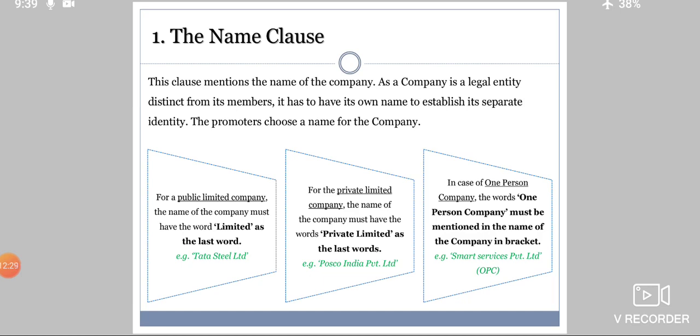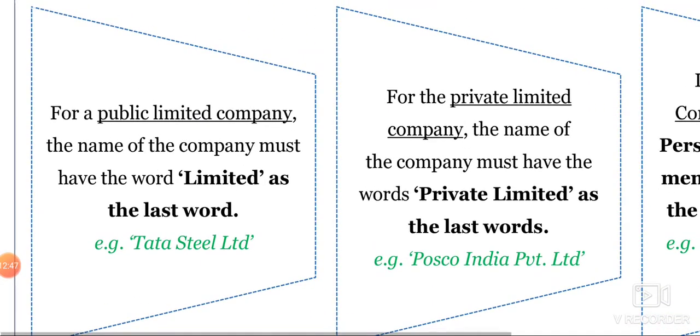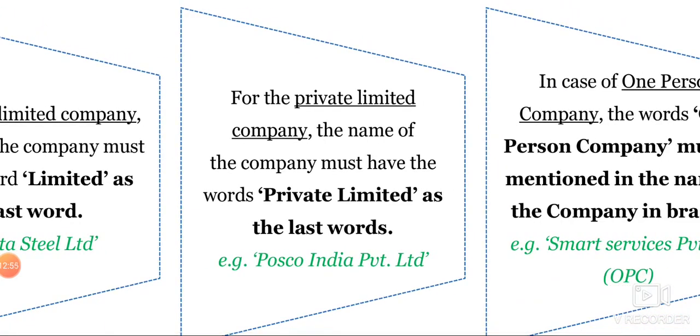Okay. Now see, there are 3 important points related to the name clause. For a public limited company, we have already seen types of companies, the name of the company must have the word Limited as the last word. See example, Tata Steel Limited. For the private limited company, the name of the company must have the words Private Limited as the last words. Example, POSCO India Private Limited.